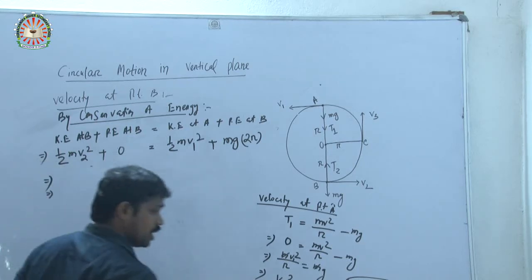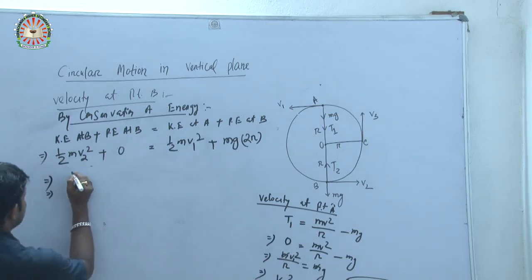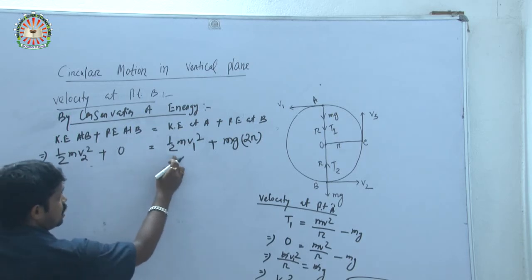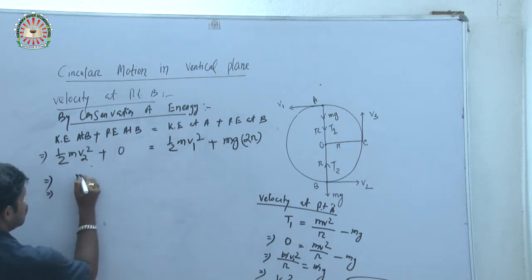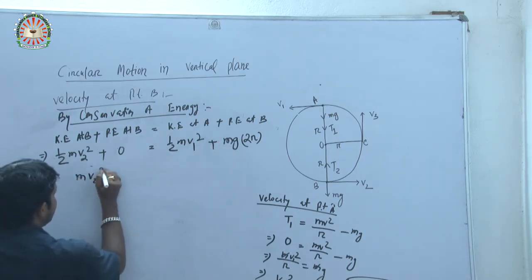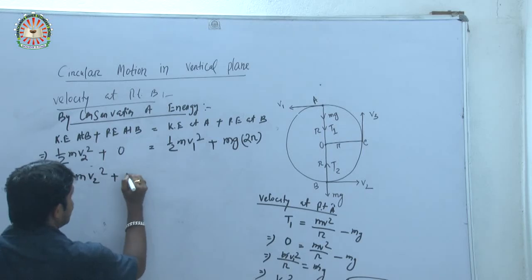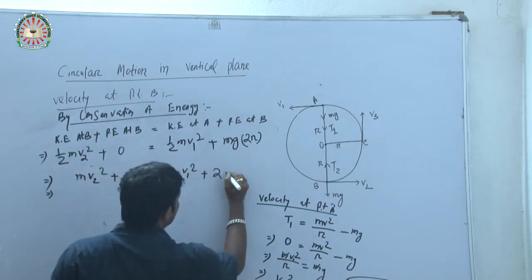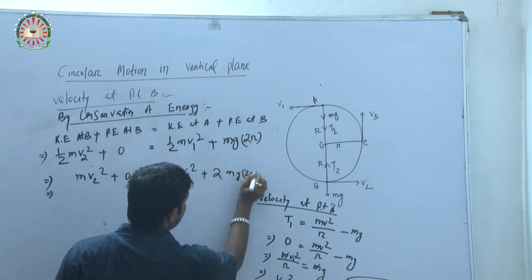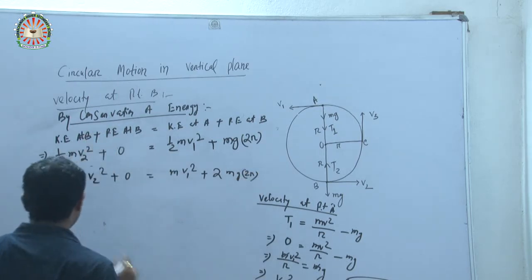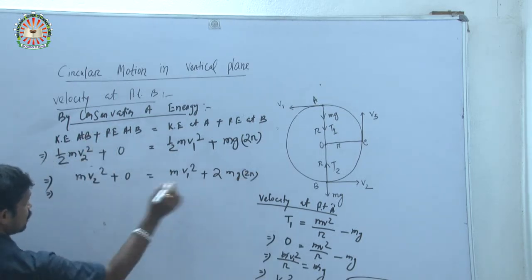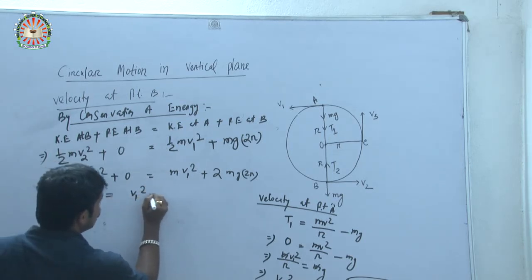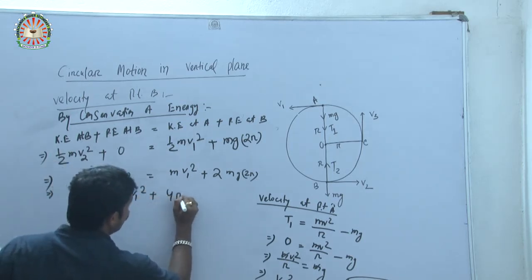Okay. So look very carefully. So this is your half mv2 square. This half will be there, na? The half should be cancelled, which means you have to multiply by 2 here. So that is mv2 square plus 0 is equal to mv1 square plus 4mrg, then you will cancel the half. Okay, so that implies the m cancels out. So that is v2 square is equal to v1 square plus 4rg.